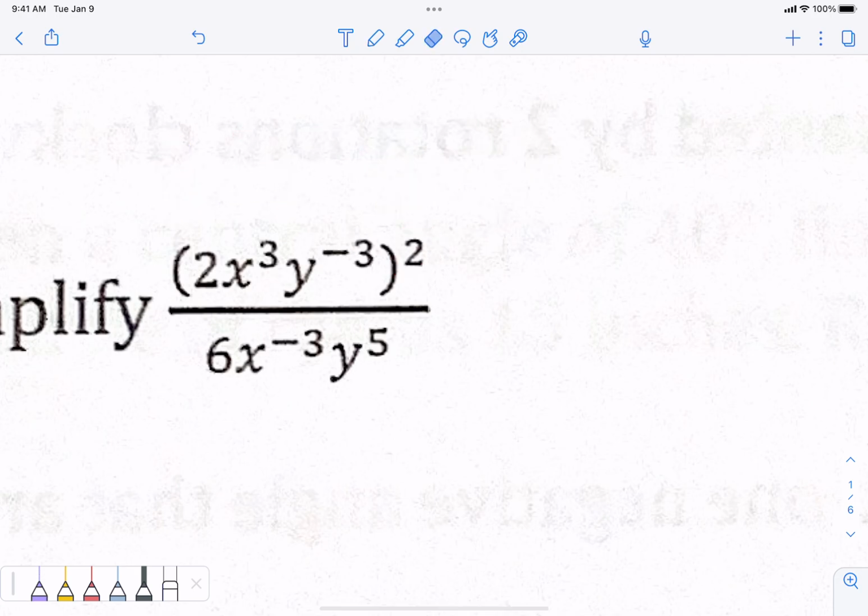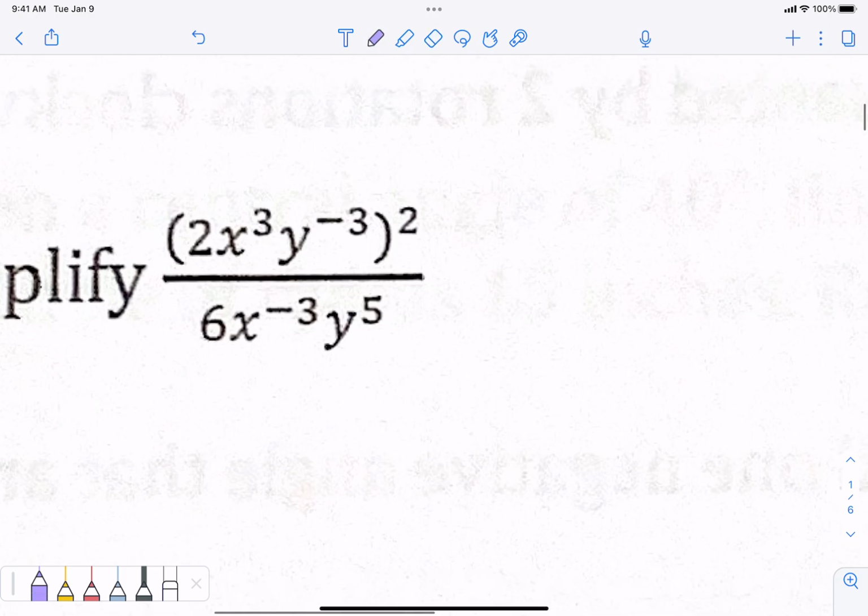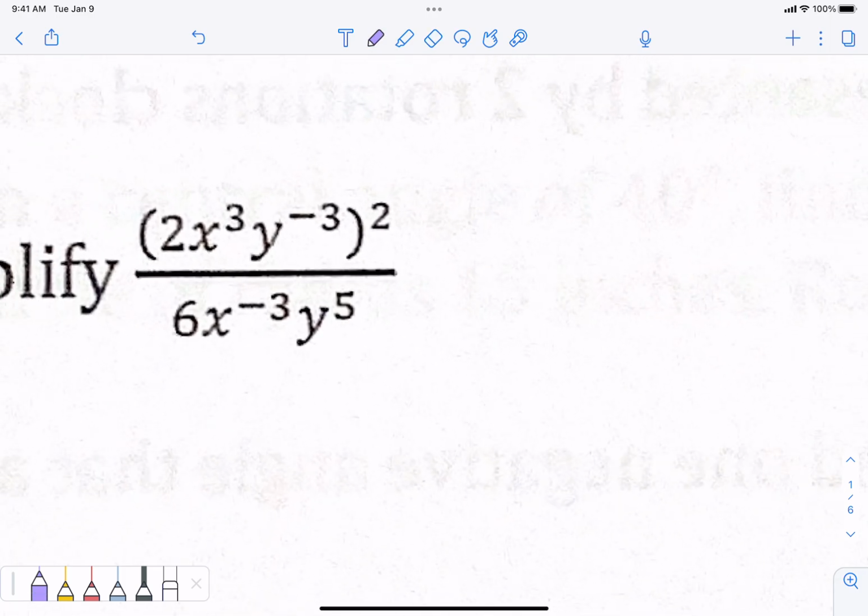So that's what it means to square something, right? If it was any other number, it wouldn't be that number times 2. It would be that number times itself 2 times, right? For exponents? No, it's that number times 2. So this one would be 2 squared. This would be x cubed squared and y to the negative third squared.